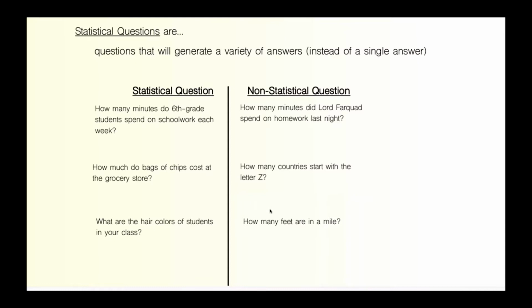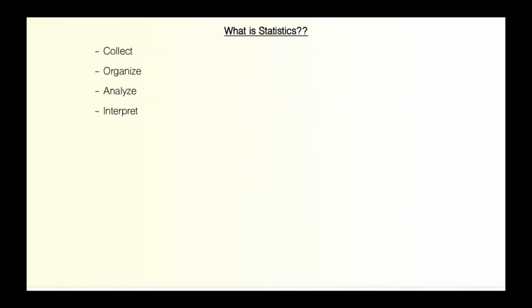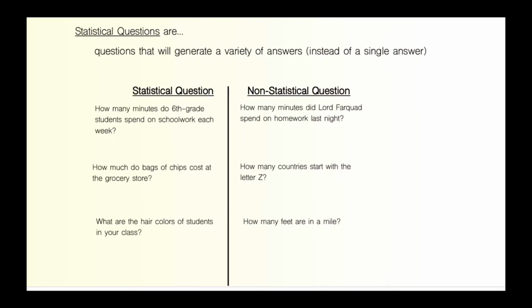They're not really going to give us anything to look at, to analyze, to organize, to interpret, because there's only one answer. Statistical questions, though, give us data that we can then organize, analyze, and interpret and make decisions about. So statistical questions are what we're going to be focusing on this unit. And so the first thing that we all want you to be able to do is to look at a question and tell, is it statistical? Beyond that, we want you to be able to come up with statistical questions.